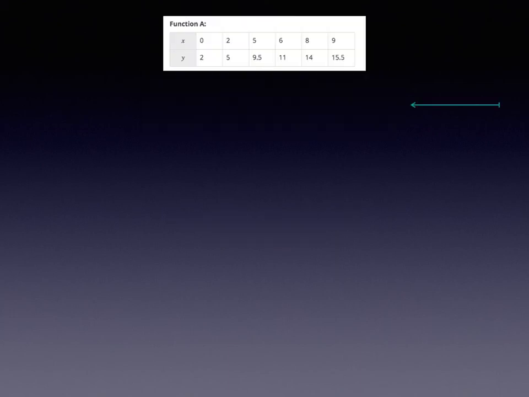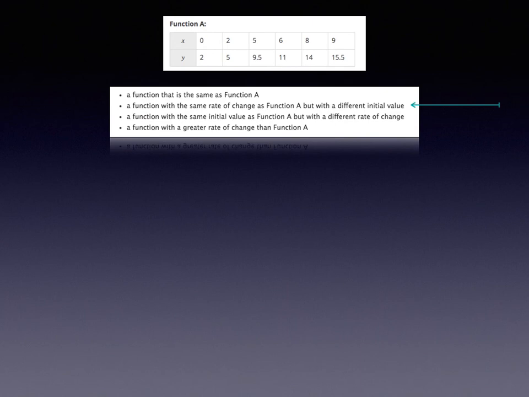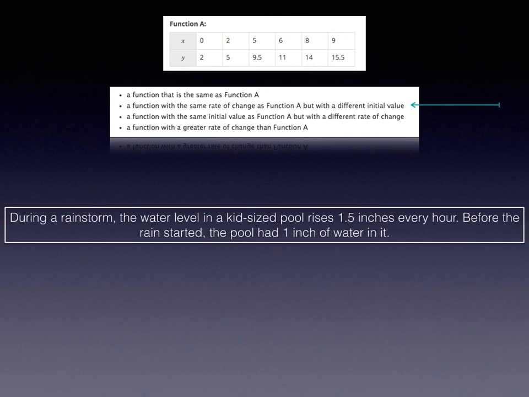What you were asked to do at this point was to compare that function to four other functions and decide which function is the same as function A, which function has the same rate of change as function A but a different initial value, which function has the same initial value but a different rate of change, and which function has a greater rate of change than function A. And the first function that you were comparing it to was given in a description like this.